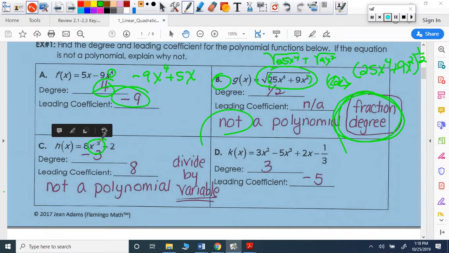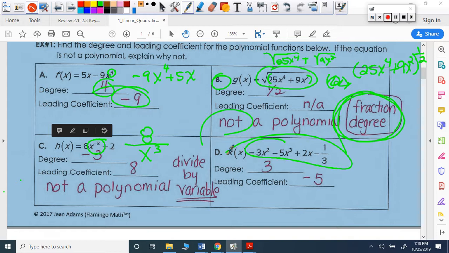-3 from algebra, you should remember that that means it's in the denominator. You can't have negatives because it's in the denominator. You can't divide by your variable. Your polynomials are straight business, x to the positive power. Yes, Sean? So does that mean degrees can't be negatives? Absolutely, they can't be negatives.